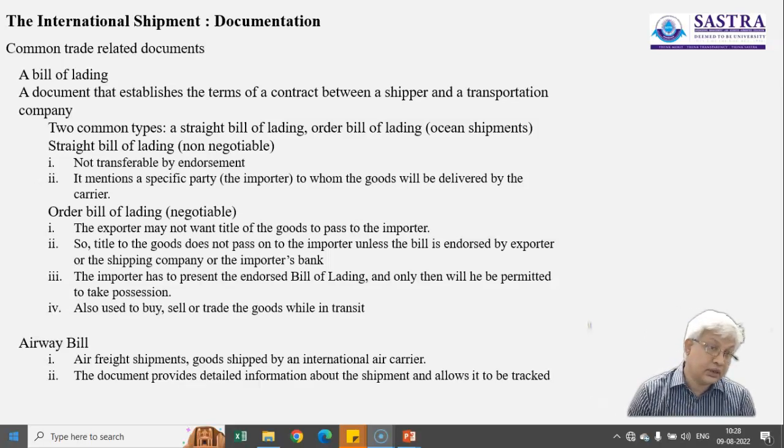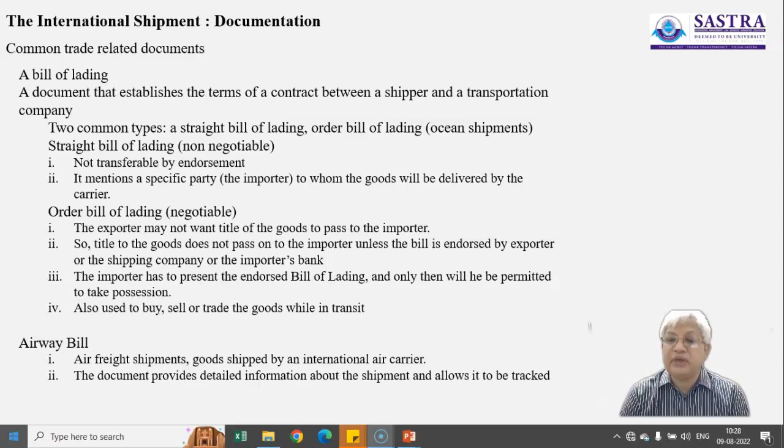The order bill of lading is negotiable. Well, the exporter may not want to hand over the bill of lading to the buyer directly. So, the title to the goods, that is the ownership of the goods, does not go to the importer unless the bill is endorsed by the exporter or the shipping company or the importer's bank. Many a time, payment has to be made for the importer's bank to endorse it and release it.